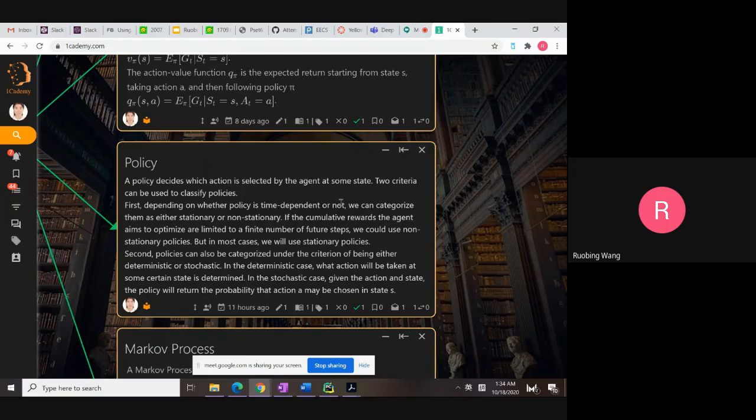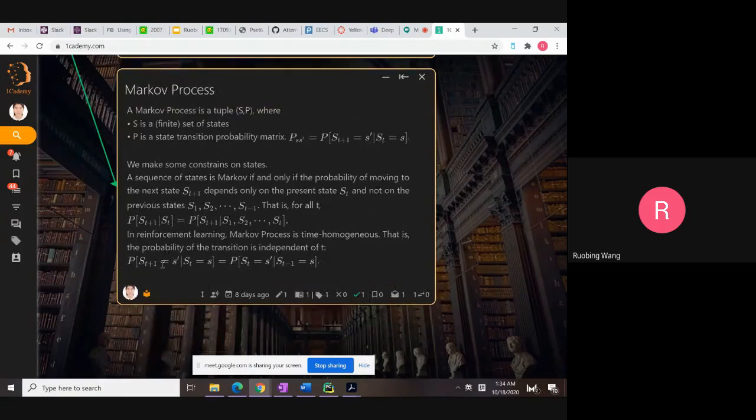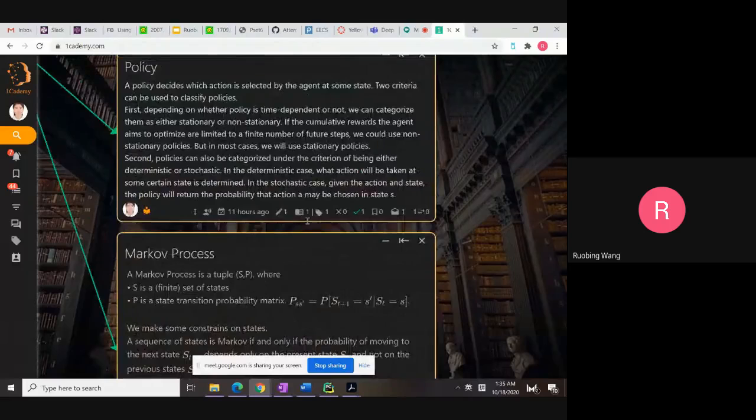And if the cumulative rewards the agent aims to optimize are limited to a finite number of future steps, we could use a non-stationary policy. But in most cases, we will use the stationary policy. A stationary policy is something like this formula we talked about last week. Whether it is t plus 1 or t doesn't matter, as long as the state is the same, the reward is the same.